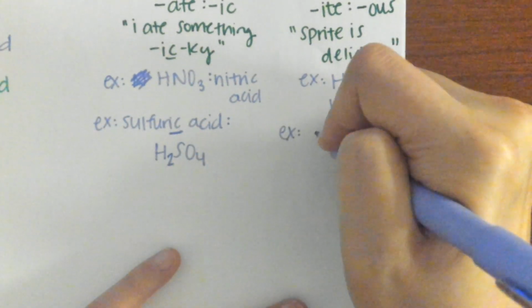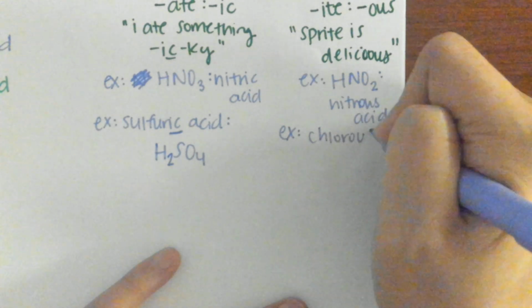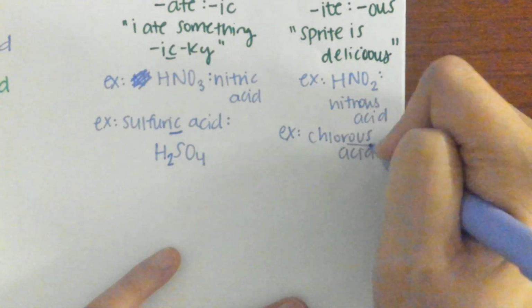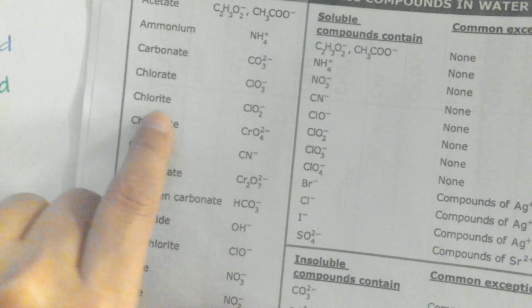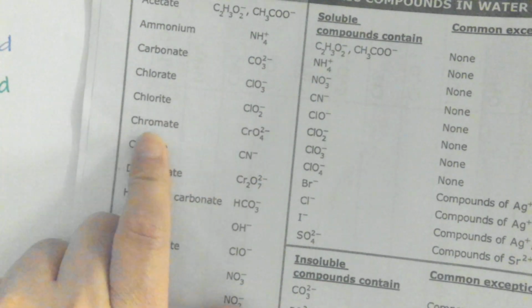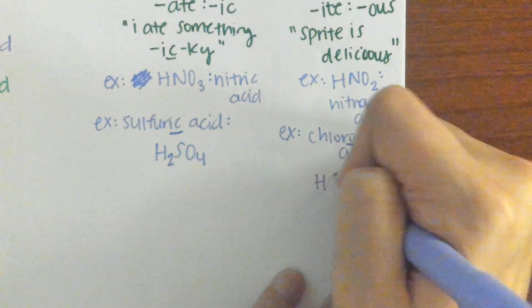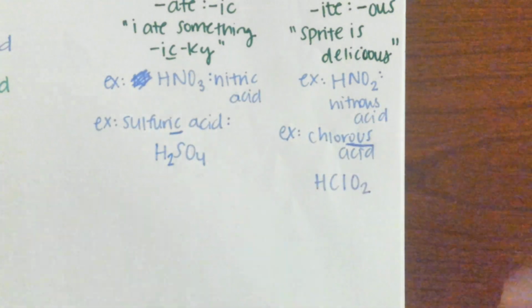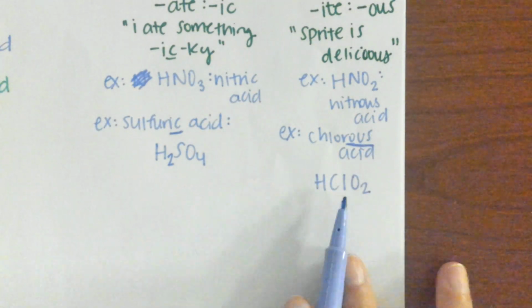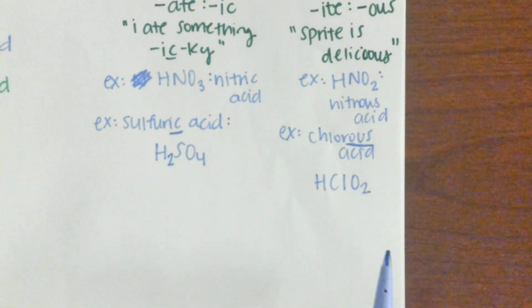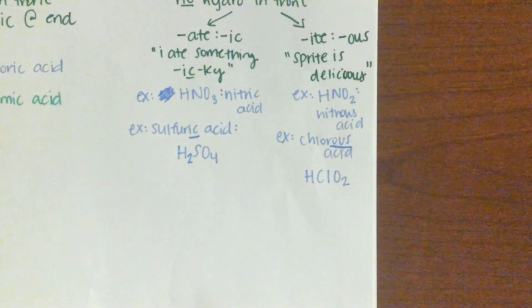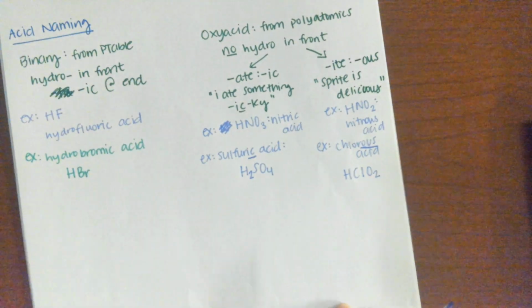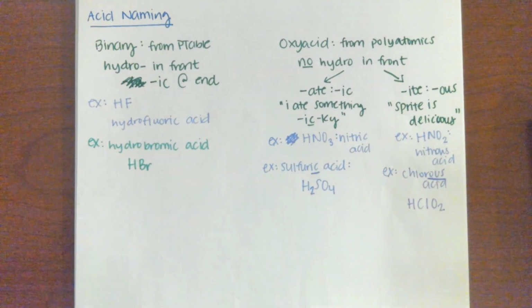Another example, let's say I give you chlorous acid. So it ends with -ous, and with chlor, there's chlorite, chlorate, perchlorate, all that. So since it's chlorous, it would be chlorite. So H, ClO2. And H has a +1 charge, ClO2 has a -1 charge, so they cancel out. So that is how you do acid naming. It's just a lot of remembering the rules.